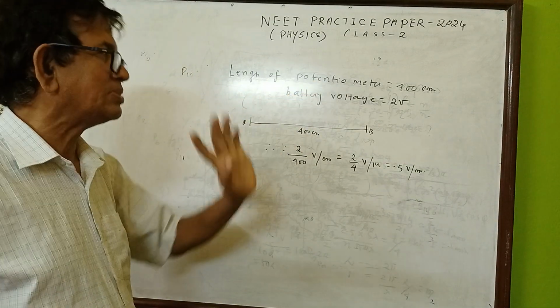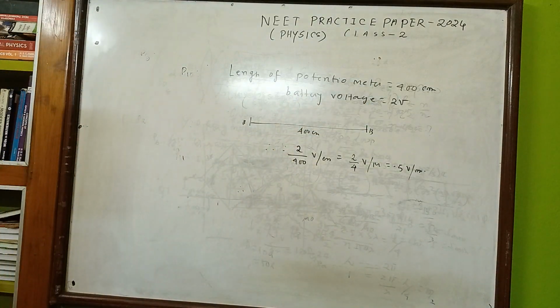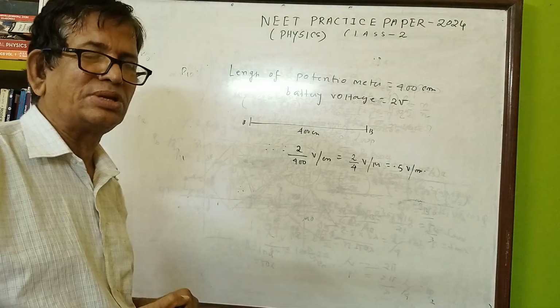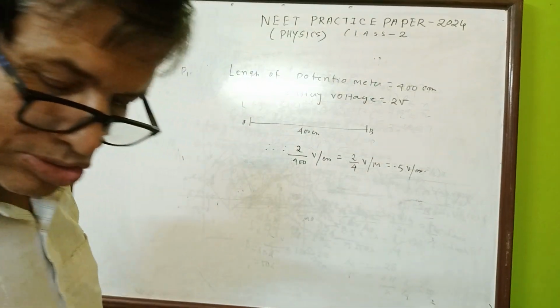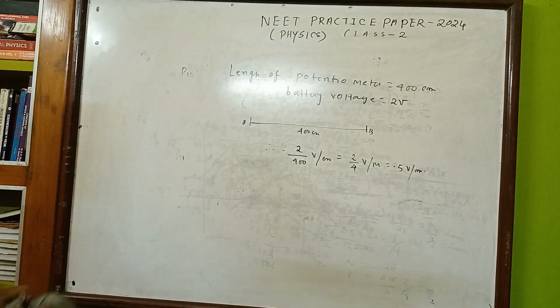Question is, length of the potentiometer given, battery voltage given, what is the potential gradient? Potential gradient means per unit length how much potential is dropped. Last one I am giving you, a very easy problem. This problem helps you for interaction.